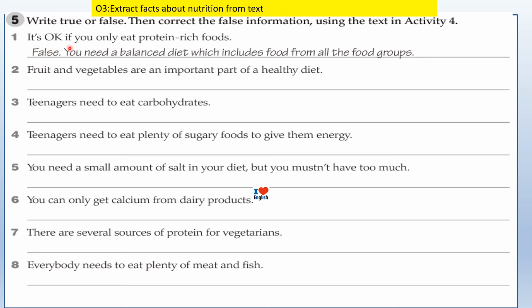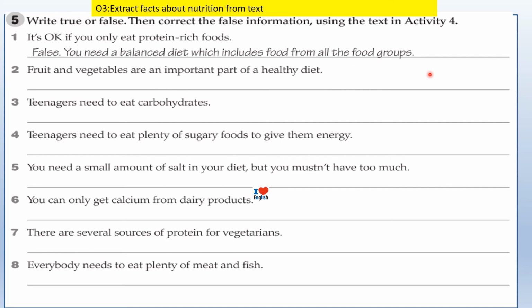It's okay if you only eat protein-rich foods. Is it okay if you only eat proteins? False. You need a balanced diet which includes food from all the food groups. It's not okay at all to eat only one type of food all the time and ignore food from all the other food groups.